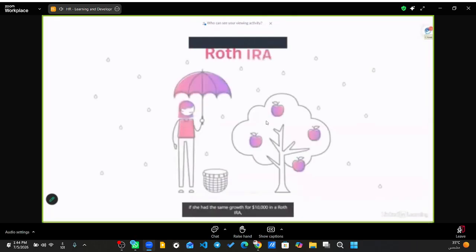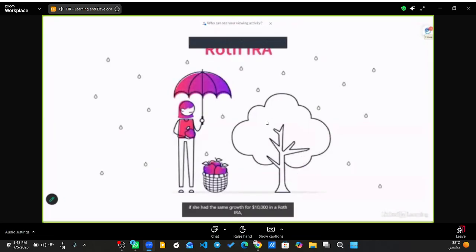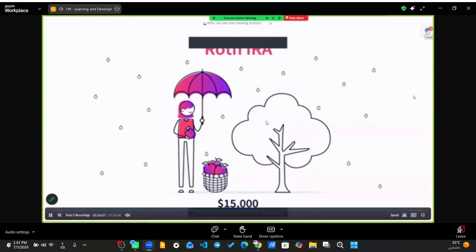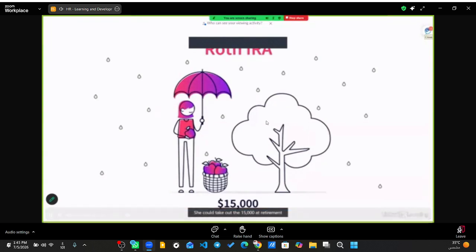On the other hand, if she had the same growth for $10,000 in a Roth IRA, she wouldn't be taxed. She could take out the $15,000 at retirement without any tax cost or consequences at all. That's a big benefit of investing in a Roth IRA.